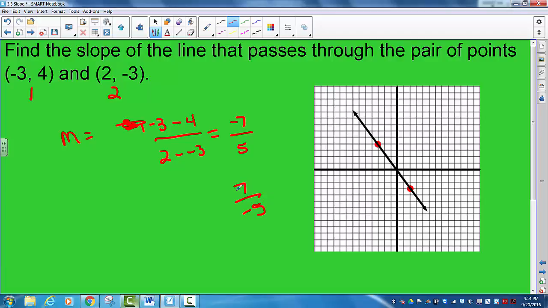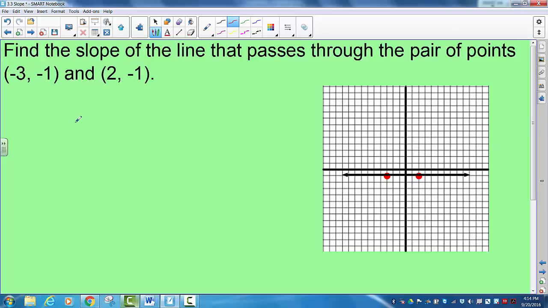Okay, because look, this tells you go up 7 and left 5. So let's try that. 1, 2, 3, 4, 5, 6, 7. 1, 2, 3, 4, 5. Same thing. As long as there's a negative in the problem, it doesn't matter where you put it, you're going to come up with the same thing. As a matter of fact, you can write it like this also and make your choice about which one you're going to apply it to.